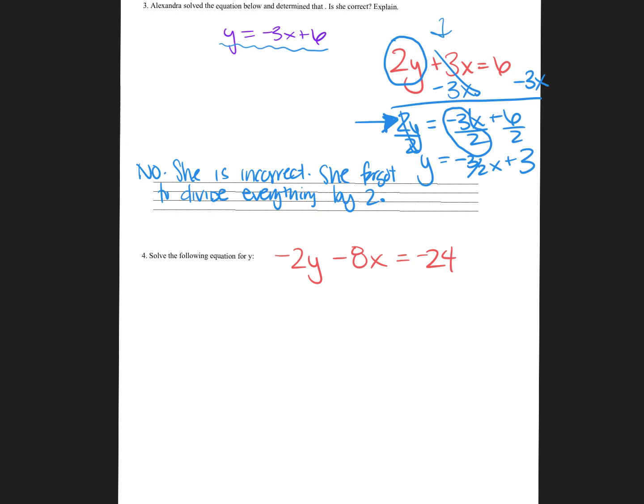All right, next problem. Oh, we're still solving for y. I thought it was going to be standard form. So let's solve for y again.